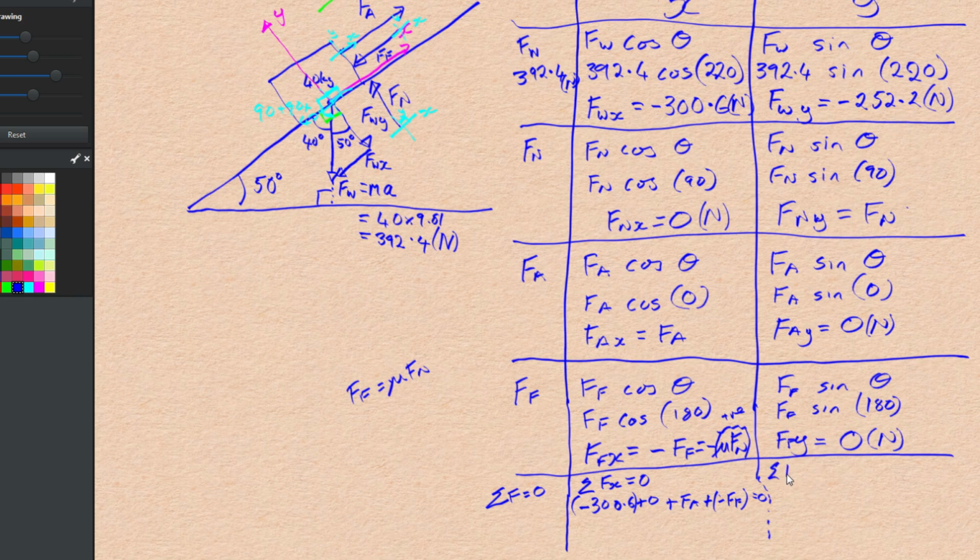We get the sum of forces in the y direction equals 0. So we have minus 252.2 plus Fn plus 0 equals 0. And here I will add 252.2 to both sides. So we get Fn equals 252.2 newtons. Okay. Now I know what Fn is.